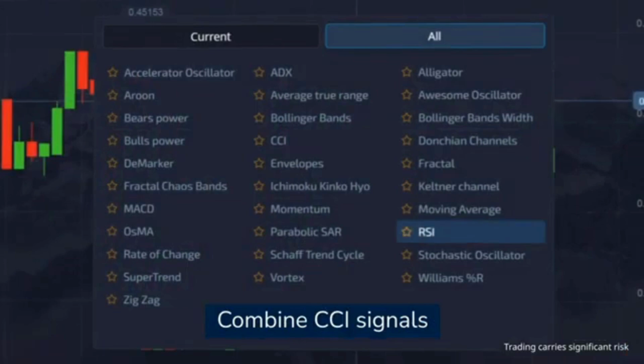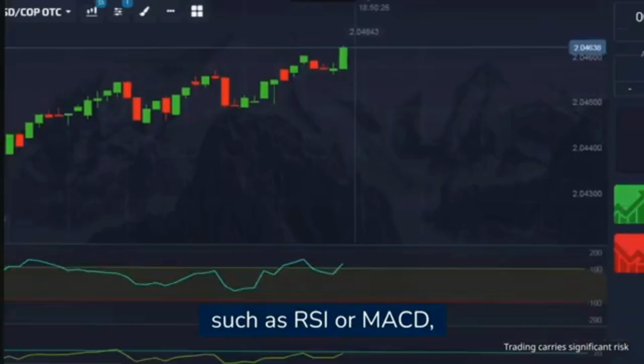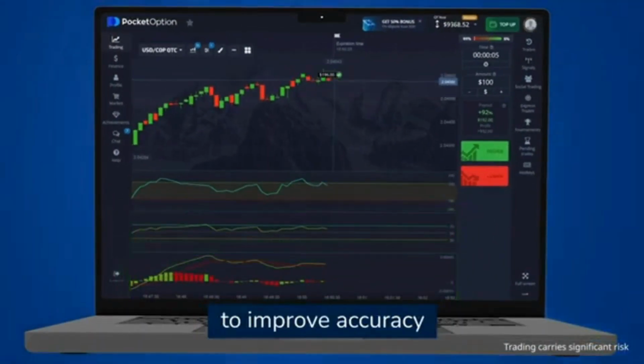Combine CCI signals with other indicators such as RSI or MACD to improve accuracy.